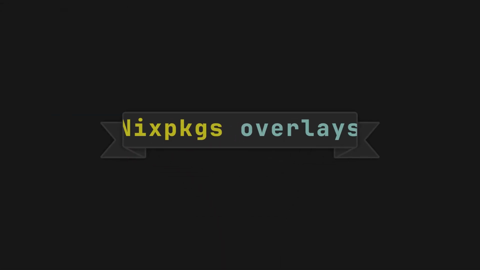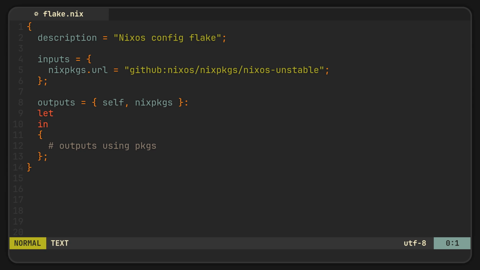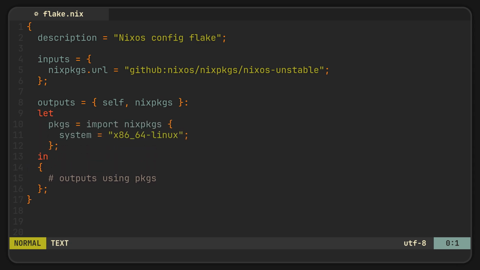And to do it, we are going to use overlays, which, true to their name, allow us to overlay functions over the original Nix packages to change the packages and functions within it. There are many ways to apply overlays to Nix packages depending on where you have it in your Nix projects. So first, let's imagine we have a basic flake with a single Nix packages input and try to apply several overlays to it. To do it, let's first create an instance of Nix packages by importing it inside of the let-in expression with the system option set to your system architecture.